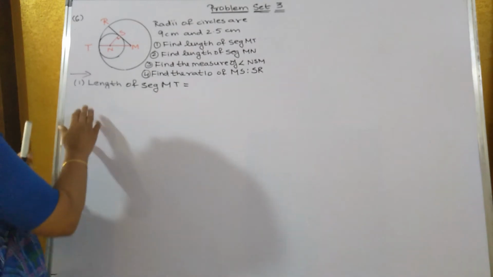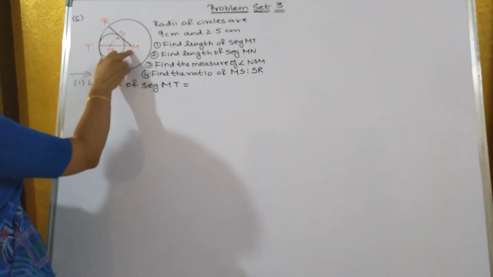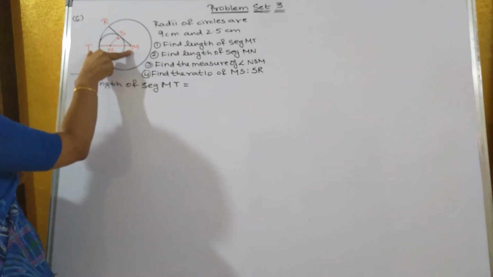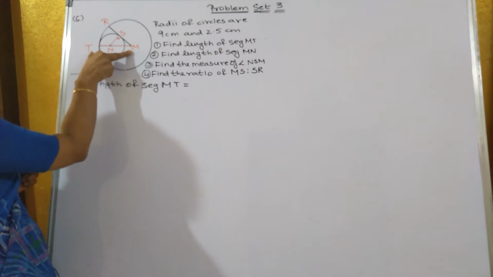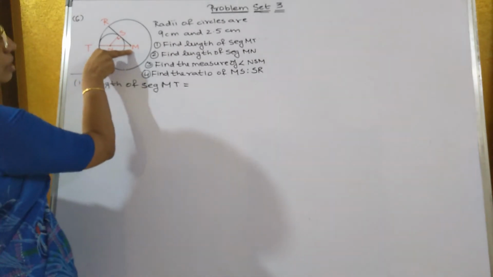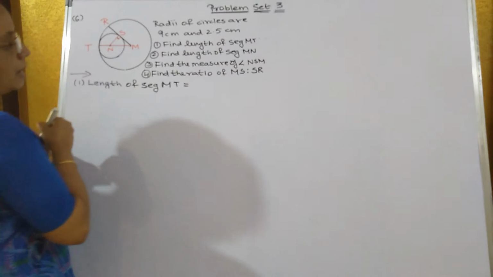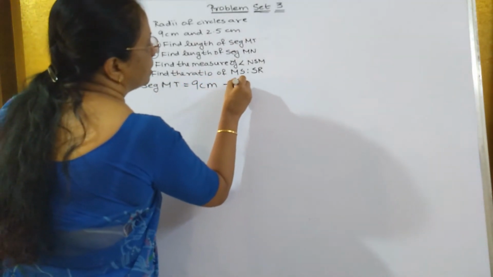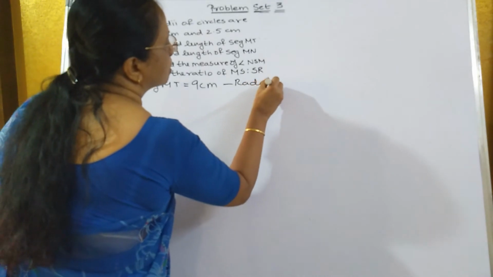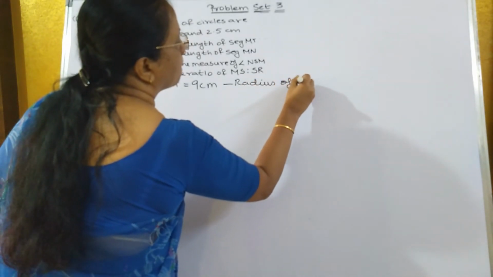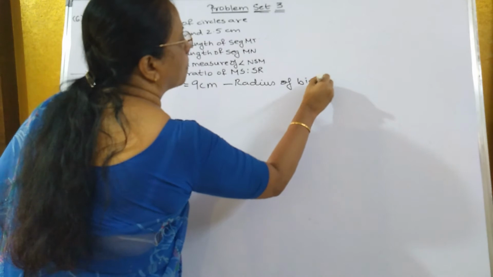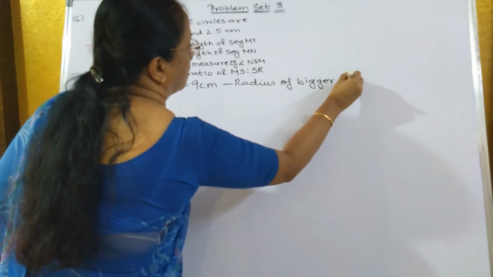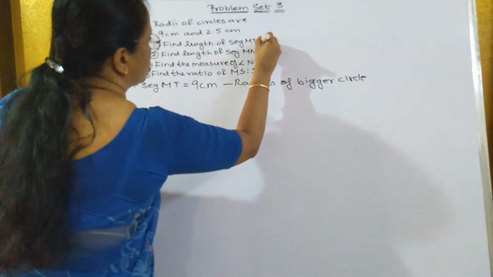So what is the length of segment MT? If you see, M is the center of the bigger circle, and T is touching the circle, so MT became the radius of the bigger circle. What is the radius of the bigger circle? 9 centimeter. So the first one we have found out.